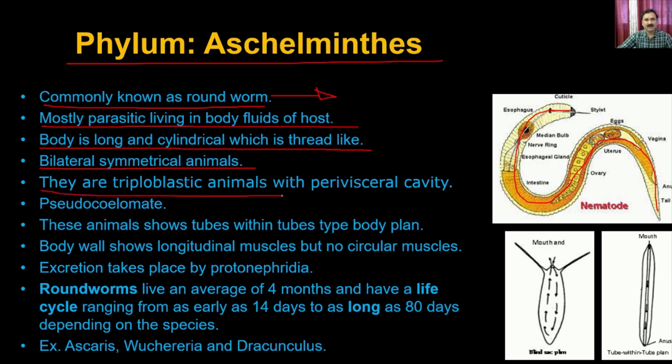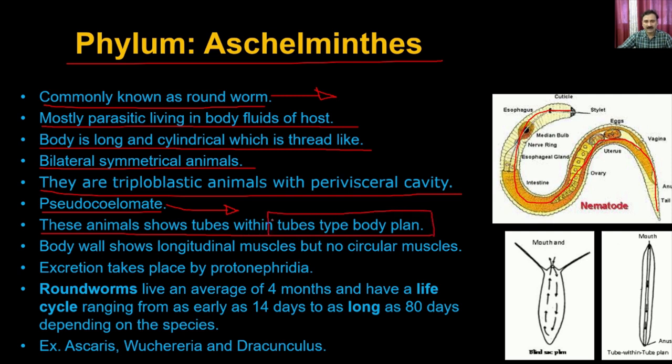They are triploblastic with a pseudocoelom. They are pseudocoelomates, so there is a cavity present in the Aschelminthes organisms, but that is a pseudocoelom. It gets filled with material. These animals show a tube-within-a-tube body plan. What is meant by the tube-within-a-tube body plan? You can have a body plan in two ways.